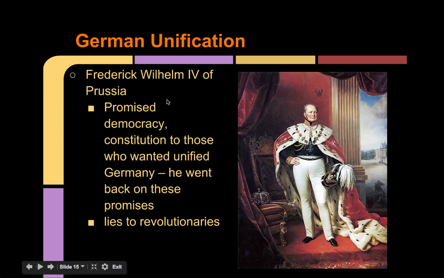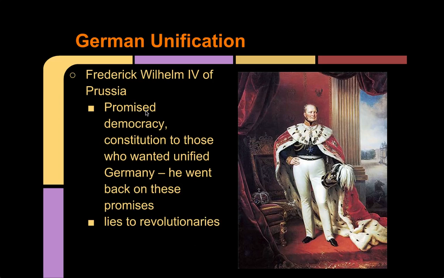The first guy that you're going to deal with in German unification, go ahead and take a look at his clothes. I know you're going to make fun of his pants. Yes, they're really high. But you have Frederick Wilhelm the, what number is this? Fourth. He's from Prussia. Now, he's going to promise democracy, which is like a government for the people. And he's going to promise a constitution to those who want to unify Germany.